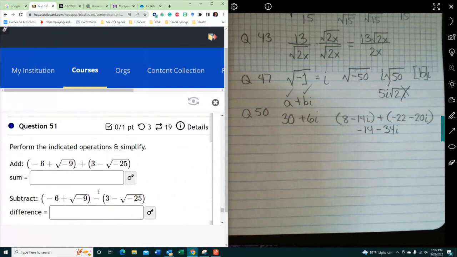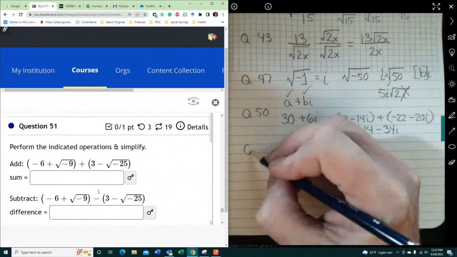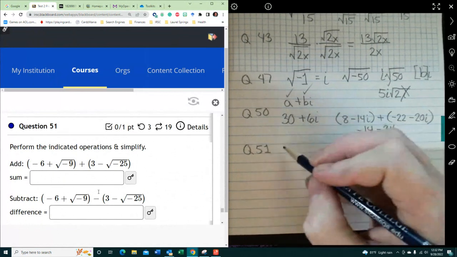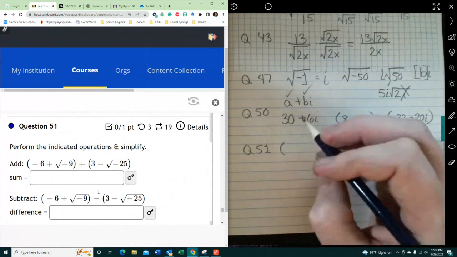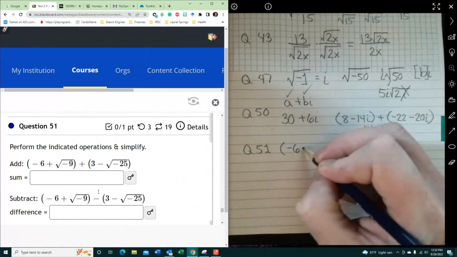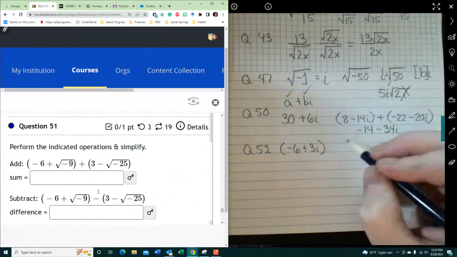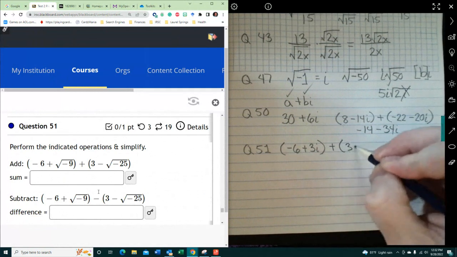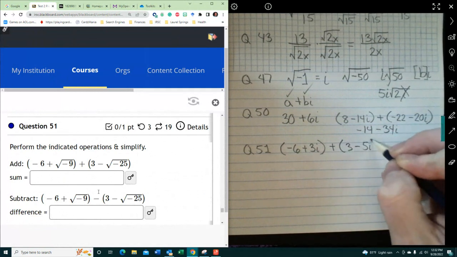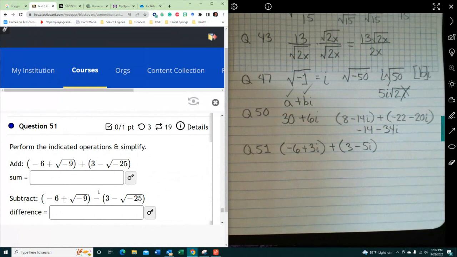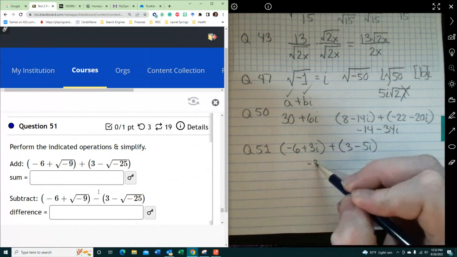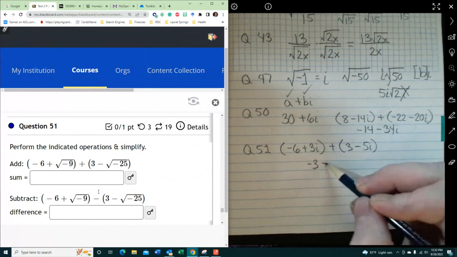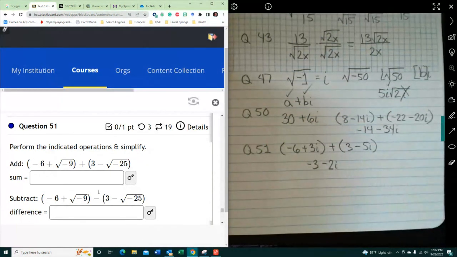Now we have 51. Find the sum and difference of the same exact question. So again, when we look at these, we want to clean up those radicals first. So we get this. Cleaning them up pretty quickly, we can go ahead and define it as this. We want to clean them up and then proceed to the addition. So negative 6 added to 3 gives us negative 3. And then we add these together, and we get negative 2i. All right, that's that part.